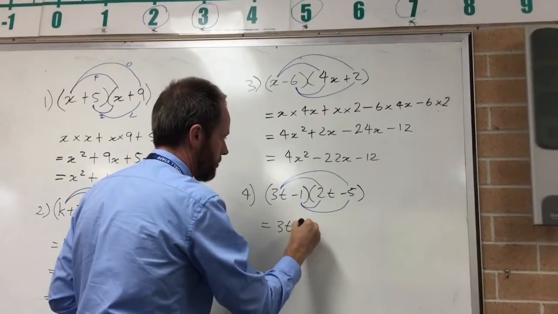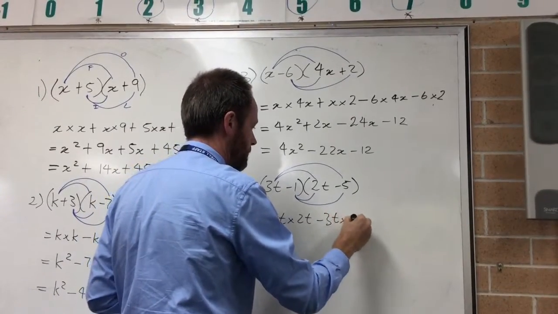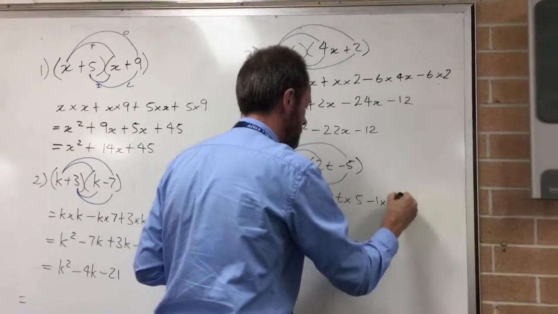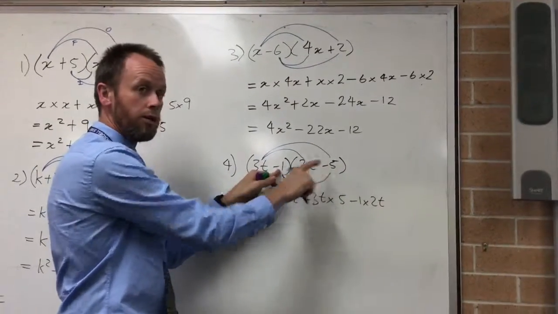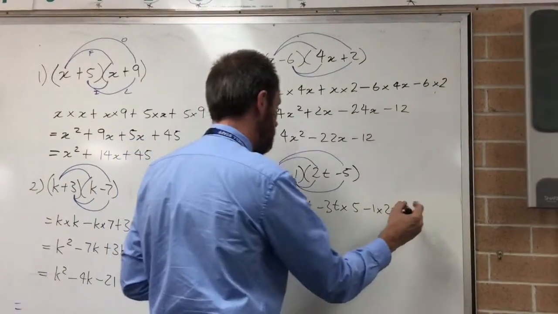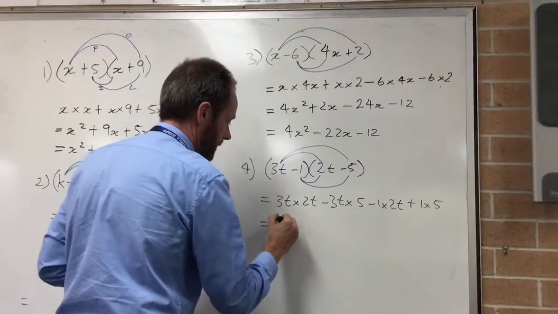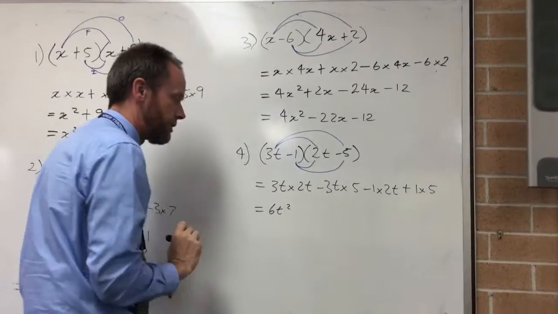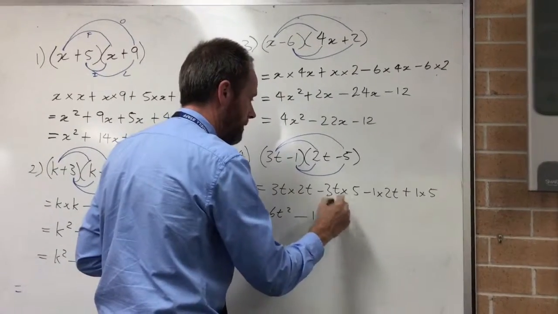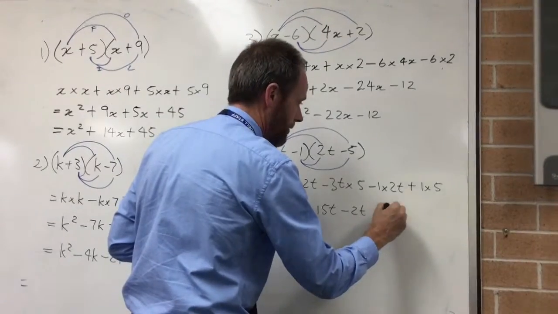3t times 2t. I see the minus, so I do minus 3t times 5. I see the minus again. Minus 1 times 2t. This time I notice it's minus 1 times minus 5. Hopefully you know a minus multiplied by minus gives you a positive, so it's actually going to be plus 1 times 5. Simplify, 6t squared, 3 times 2 is 6, t squared, minus 3 times 5 is 15t, minus 1 times 2 is 2t, plus 5.